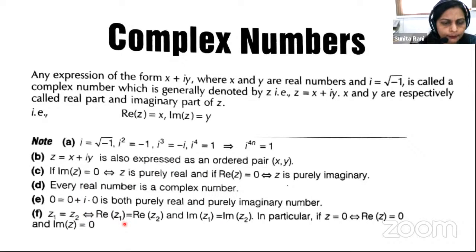And if there are two complex numbers z1 and z2, then real of z1 is equal to real of z2 if and only if z1 is equal to z2. Or two complex numbers are equal if and only if their real and imaginary parts are equal. In particular, you can say that if z is equal to 0, that means the imaginary and real parts of the complex number are 0.